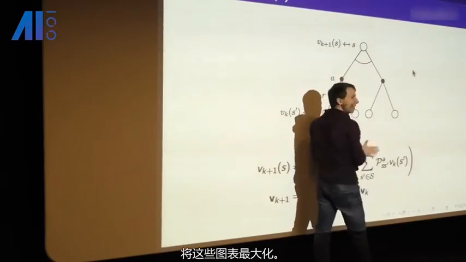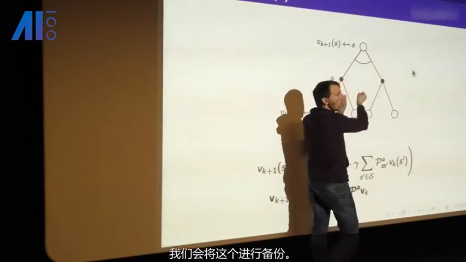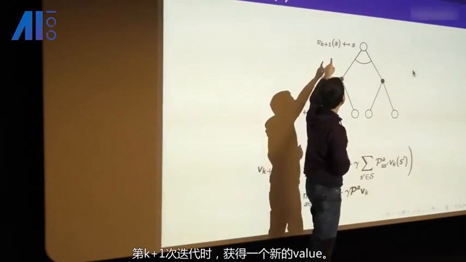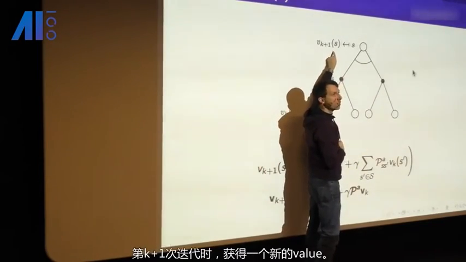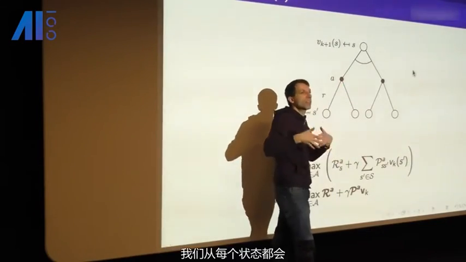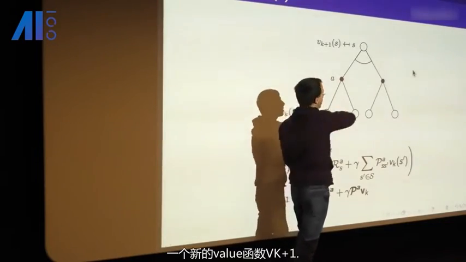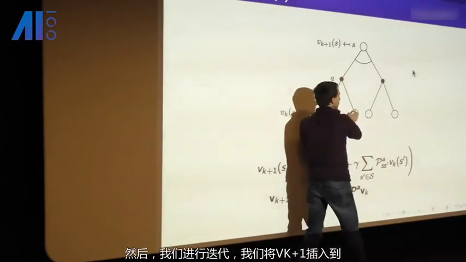This arc means a max in these diagrams. We back this up all the way through, doing this one-step look ahead with an expectation here and a max here, to give us one new value in our new iteration vk plus 1. Then we do that for all states. Every state gets a turn to be the root, and we figure out our new value function vk plus 1. Then we iterate. We plug vk plus 1 in at the leaves.